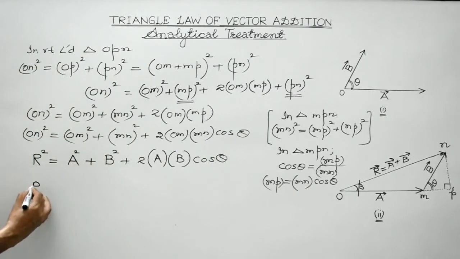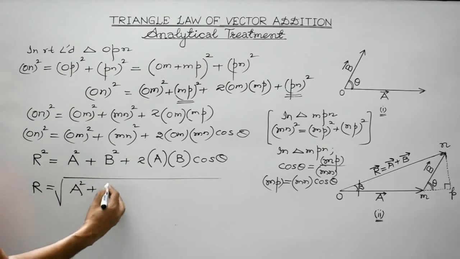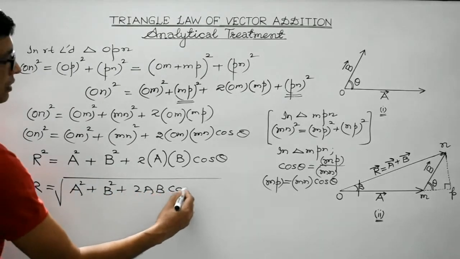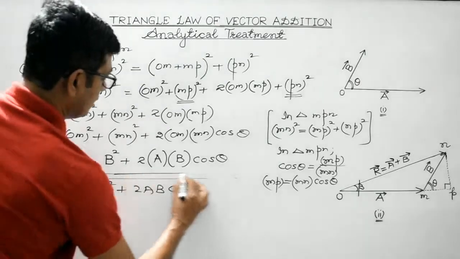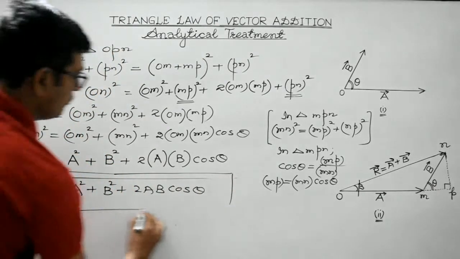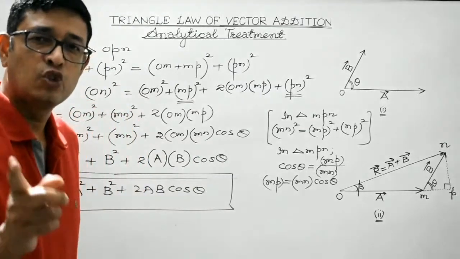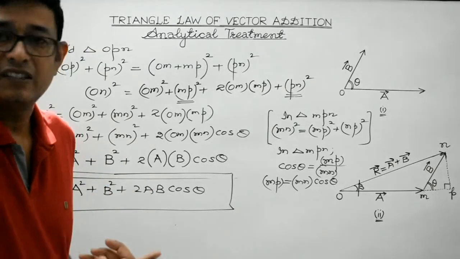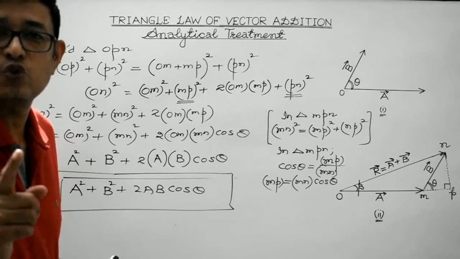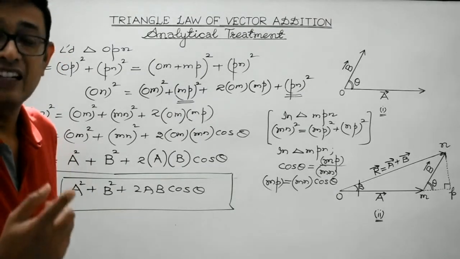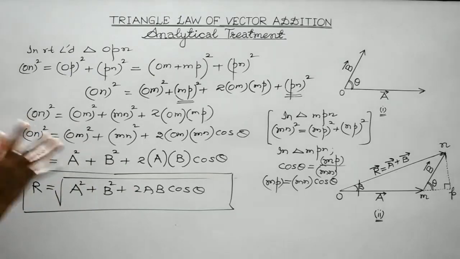So the magnitude of the resultant is given by square root of A square plus B square plus twice AB cos theta. This is the master formula to determine the magnitude of the resultant of the two vectors A and B which are inclined at an angle theta. So students, always remember, whenever the two vectors are inclined at an angle theta, then the magnitude of the resultant is given by square root of A square plus B square plus twice AB cos theta. Theta is the angle between the two given vectors, A vector and B vector, right? So this is the magnitude.